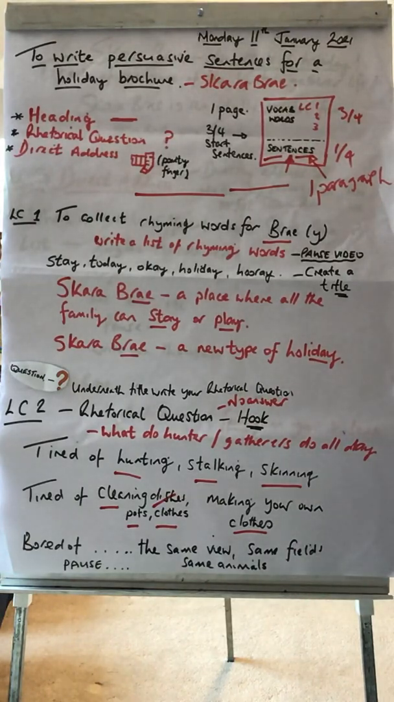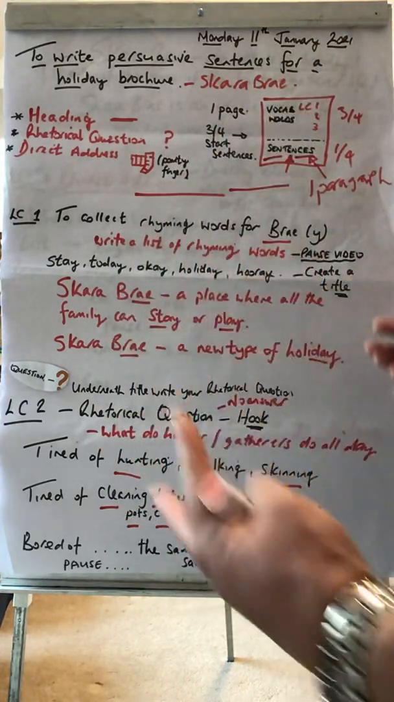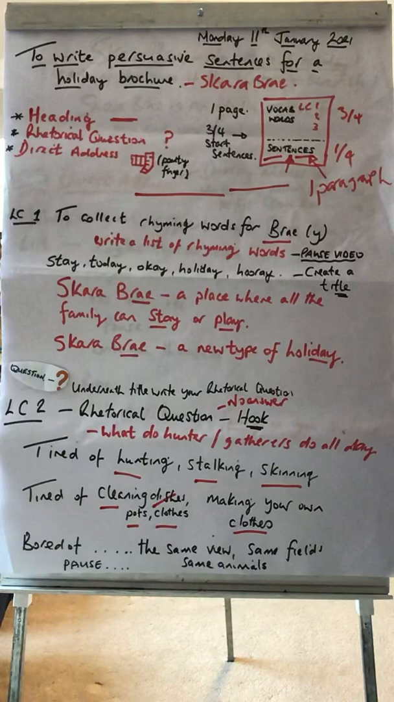So what you need to do for this rhetorical question, okay, is create a question where you say to the person you're persuading, are you tired? Are you bored of doing the same thing every day? What kind of things would they do every day that they're probably tired and bored of? Because remember, the Skara Brea is a hotel where they can get away from their daily chores, their daily lives, the daily boredoms that they might have, and the daily challenges they face, and just relax for a period of time, and everything will be taken care for. They will be taken care of at Skara Brea.